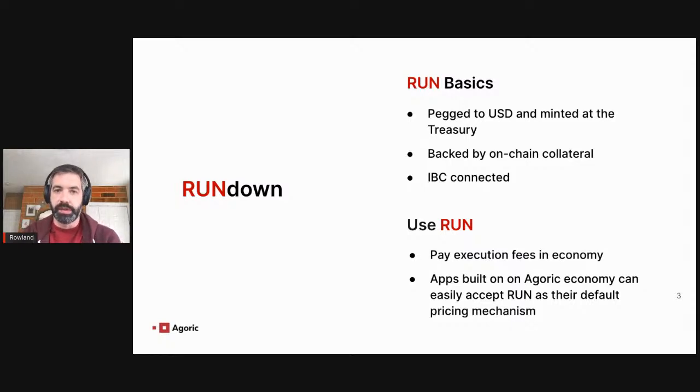We call it our stable local currency because it is core to the Agoric ecosystem, but it's not limited to the Agoric ecosystem. Because Agoric in general is IBC connected, Run will be able to move across chains that support IBC, which right now is all Cosmos chains, but that will grow as IBC gains adoption. And you're already starting to see discussions around that happening. As I mentioned, the uses of Run are paying for execution fees, and also as a common denomination. If you're running an application, selling goods or services, or doing anything in the economy, you can easily accept Run as a default pricing mechanism.